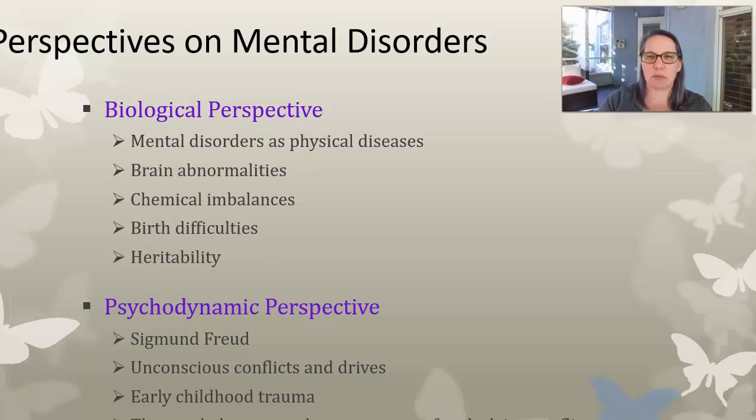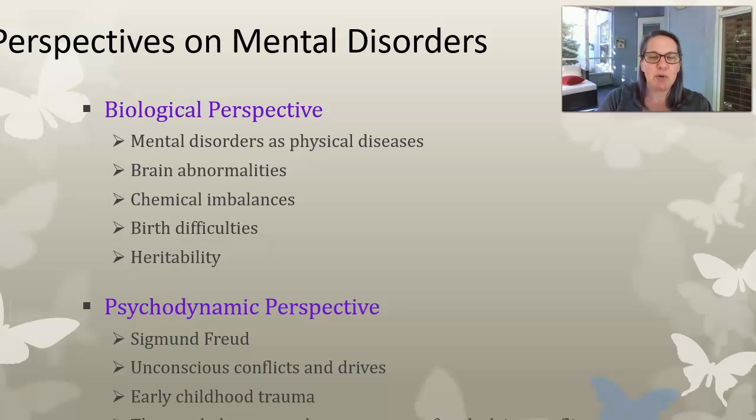So let's take all mental disorders as a whole for right now. Okay, so biological perspective. Biological perspective would say that mental disorders are a physical disease, just like COVID, just like cancer, just like heart disease. So it could be brain abnormalities. It could be chemical imbalances in your body. It could be something that is resulting from birth difficulties, or it could be something that is inherited. But biological perspective says that there's something going on in your body that is causing this mental illness.